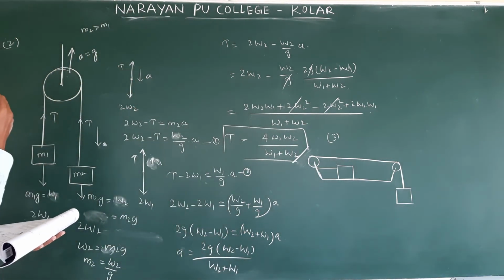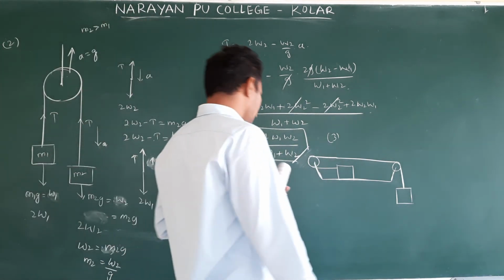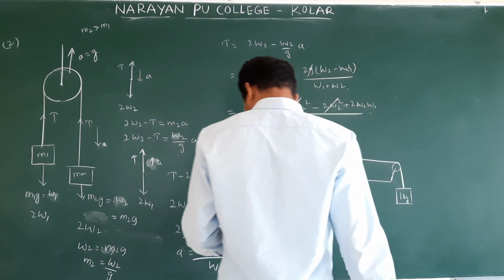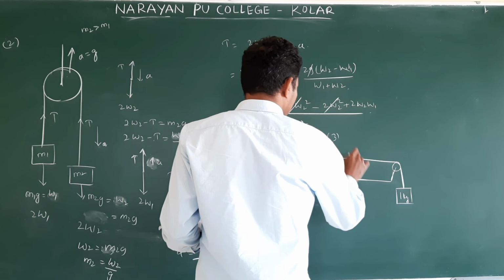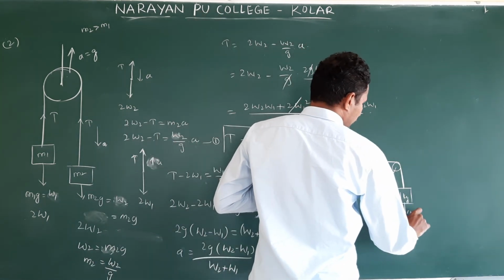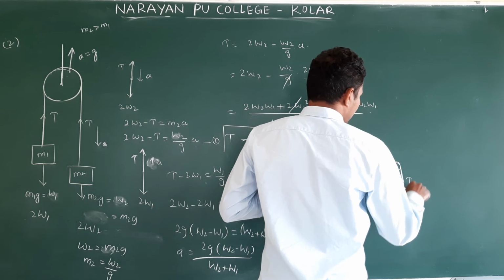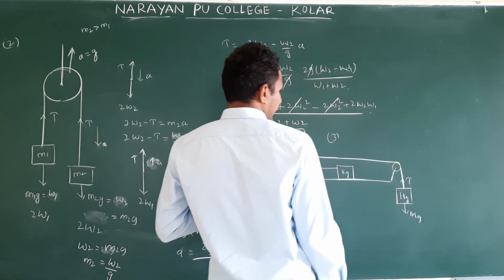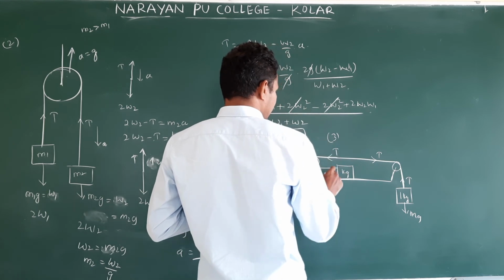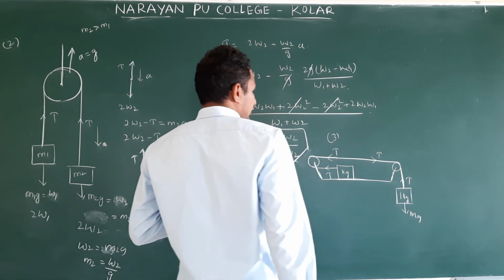Like this. This is 1 kg. This is 1 kg. Free body diagram: mg acts downwards, tension acts upwards. For this, tension acts in this direction. Here tension acts in this direction. For this, tension acts in this direction.